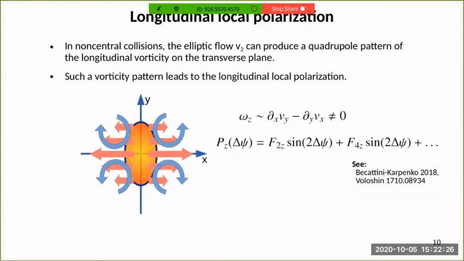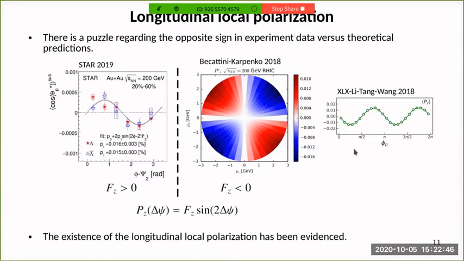And from the symmetry of the geometry of the system, Pz can be written by this equation. And as you know, there is a puzzle regarding the opposite sign between experiment data and theoretical predictions. But although there is a puzzle, the existence of the local longitudinal polarization has been evidenced.